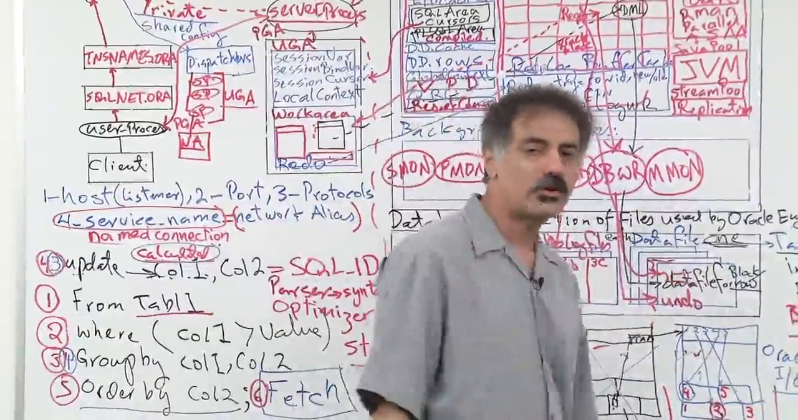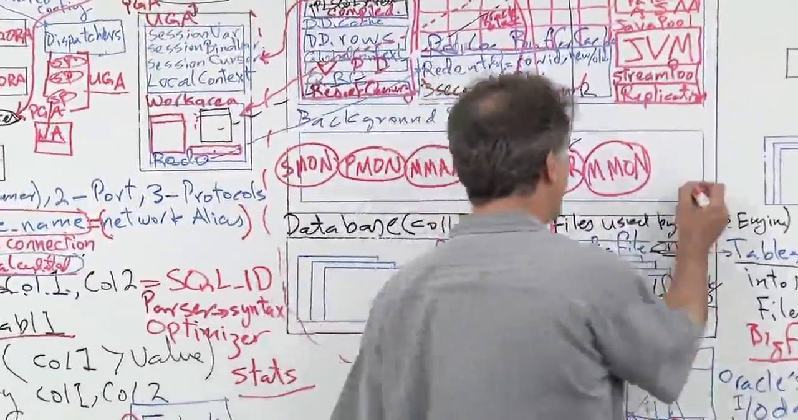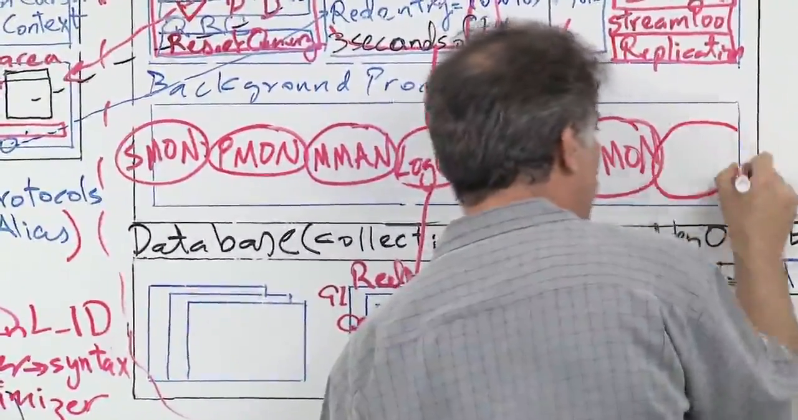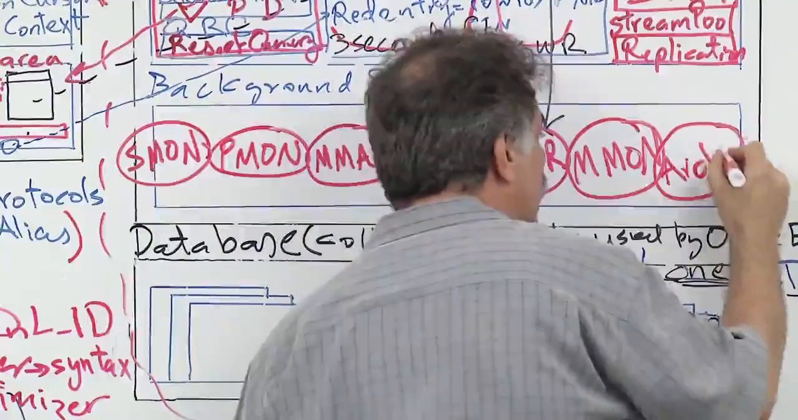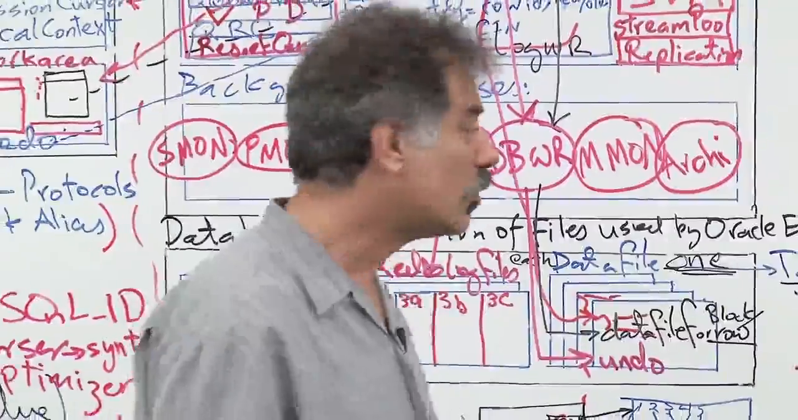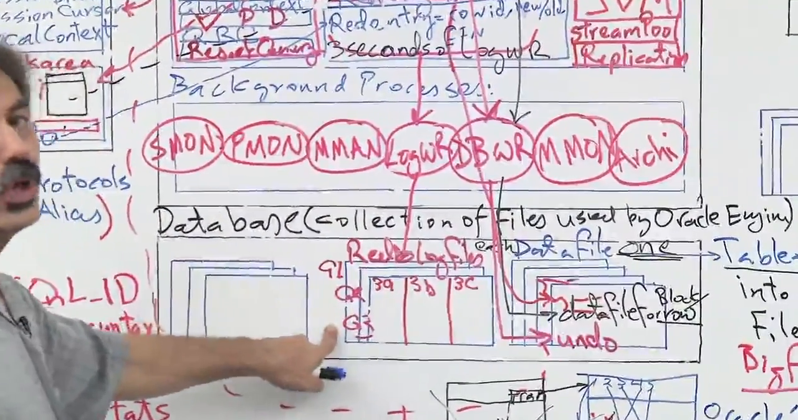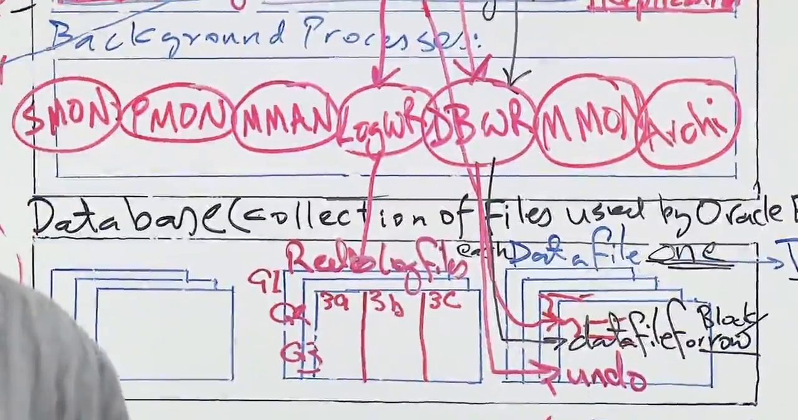The last background process we're going to review for this basic architecture review, actually not the last one, the one before the last one, is called the archiver. Okay, the archiver is a background process that allows us to copy the redo log files. Remember, the redo log files are the record of changes.